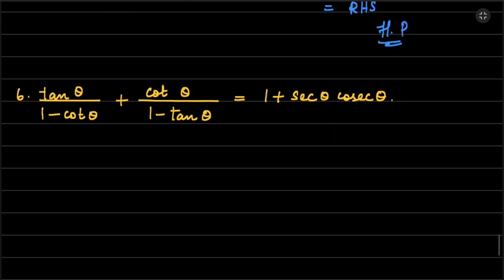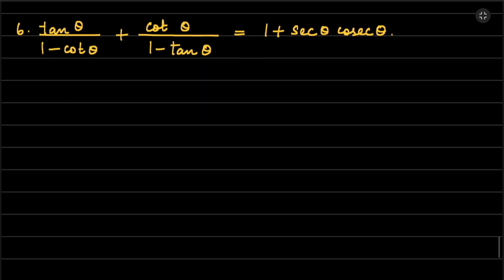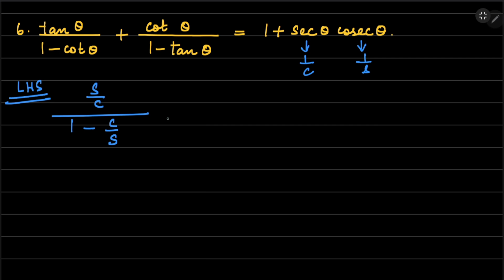Moving on to the last question of the day. Yeah. Again, very easy. Tan and cot is given. You need something in the form of secant, and secant is nothing but 1 over cos, right? Cosecant is nothing but 1 over sine. Easy if you are able to convert everything into sine and cos. So let's take the LHS. What is tan? Tan theta is nothing but sine over cos divided by 1 minus cot, which is cos over sine, plus again cot is cos over sine divided by 1 minus sine by cos.